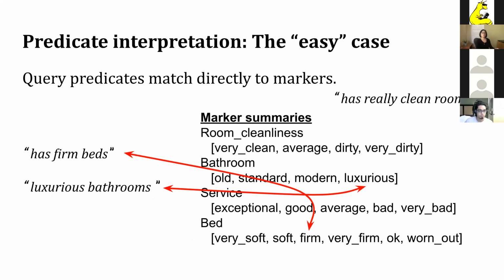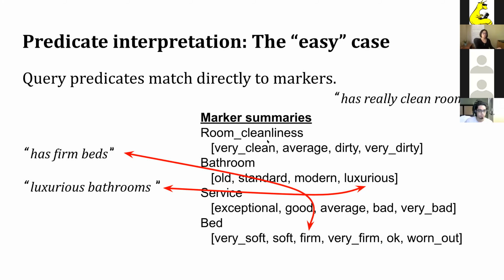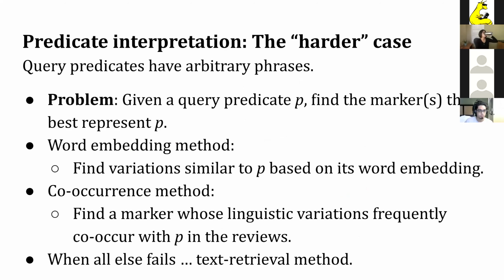How about has really clean rooms? This is slightly more difficult because really clean never really appeared in any of the markers of room cleanliness, which is the closest one. So what do we do here? Also, to go one step further is the predicate is a romantic getaway. None of the phrases can be found in the marker summaries. And in this case, what do we do? Query predicates can have arbitrary phrases. So the problem here is, when we're given a query predicate P, how do we, in a best-effort way, interpret the predicate P into markers of the marker summary?